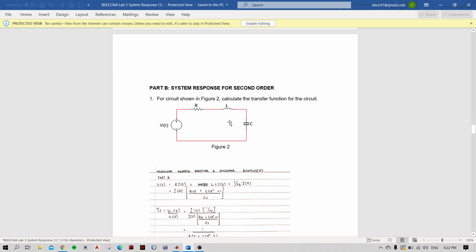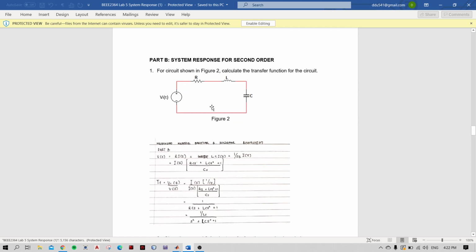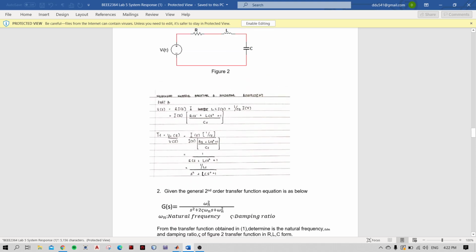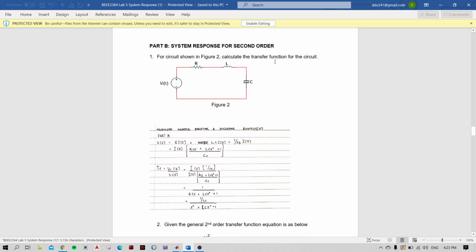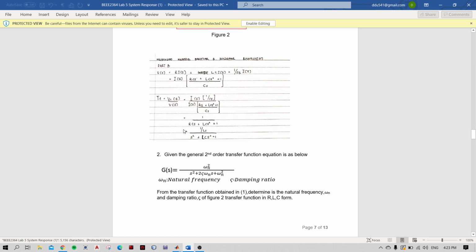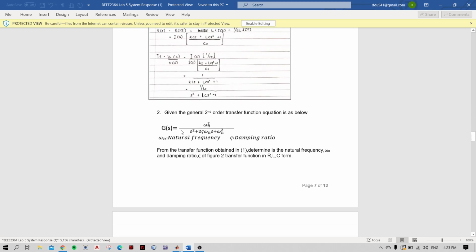For system response for second order, the first step is, for the circuit in figure 2, calculate the transfer function for the circuit. From this circuit, I managed to get the transfer function, and this is the final transfer function. And then step 2, the general second order transfer function equation is given as below.